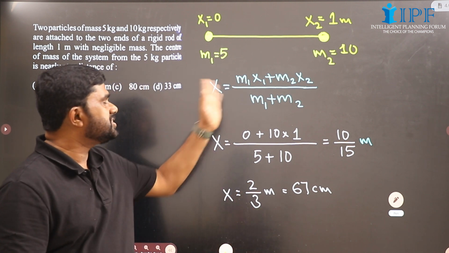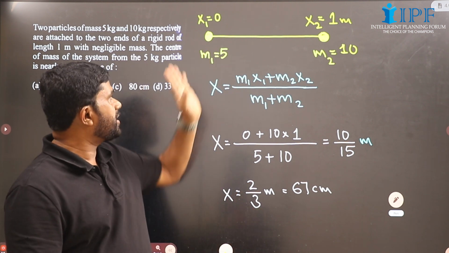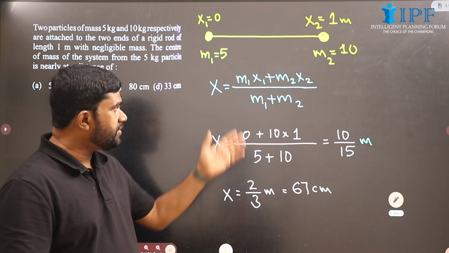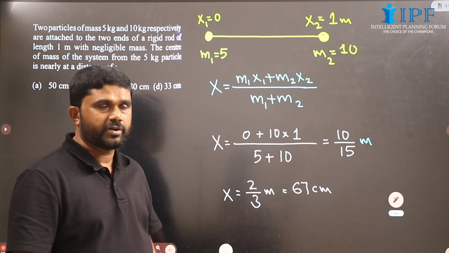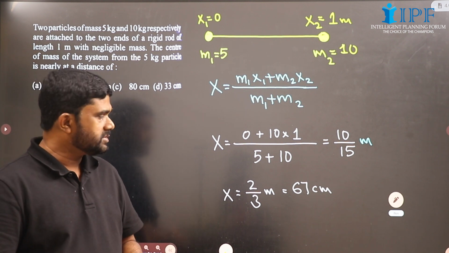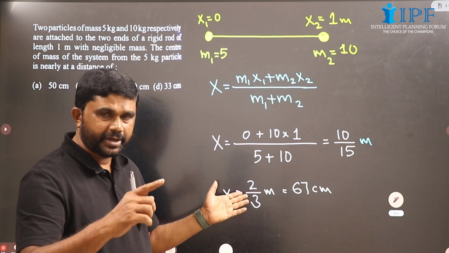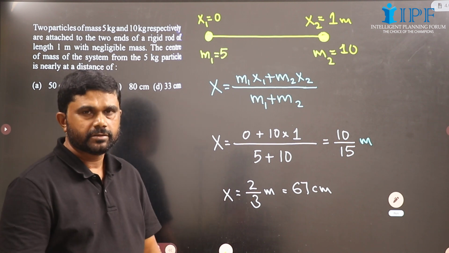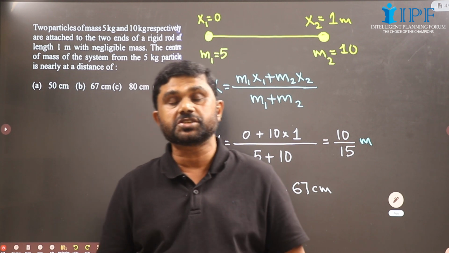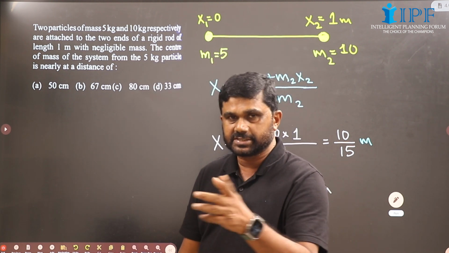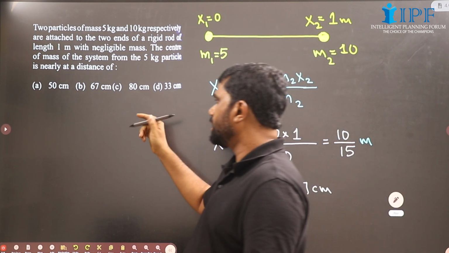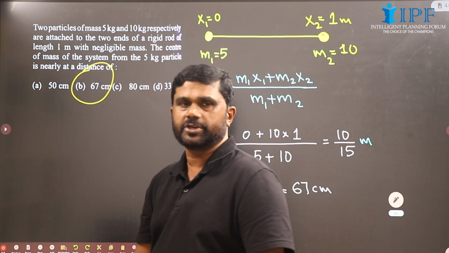So this is the formula. m1 of mass 5 kg is at the origin, so its x coordinate is 0. If you put the values, you will get 10/15, which is equal to 2/3 meter, that is 0.666 meter. You can convert it into centimeters by multiplying by 100, so it will be 66.66 centimeter, or you can approximate it as 67 centimeter.